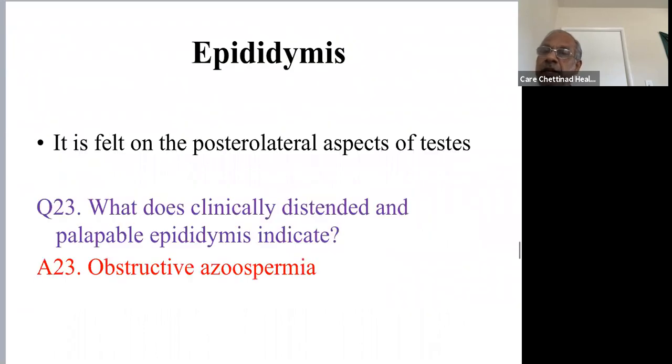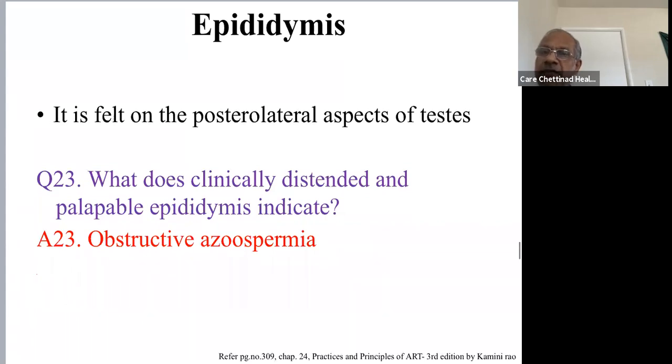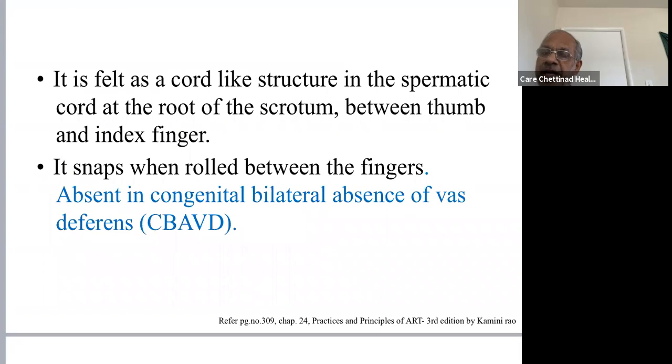The epididymis is felt on the posterolateral aspect of the testis. When it's distended, it is not often you can make it out, but when it is, it indicates obstruction beyond the epididymis. A distended epididymis is suggestive of obstructive azoospermia, either at the cauda epididymis, or it could be basal aplasia or elsewhere. The vas deferens feels like a cord in the neck of the scrotum.